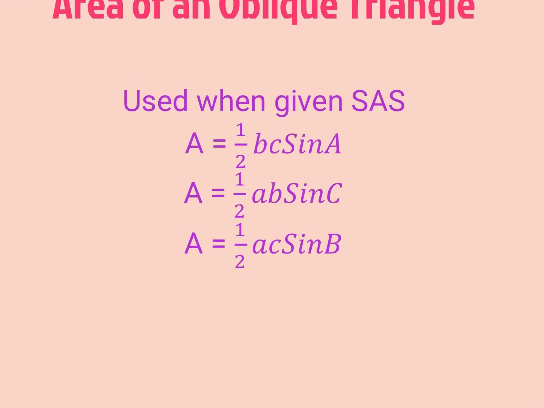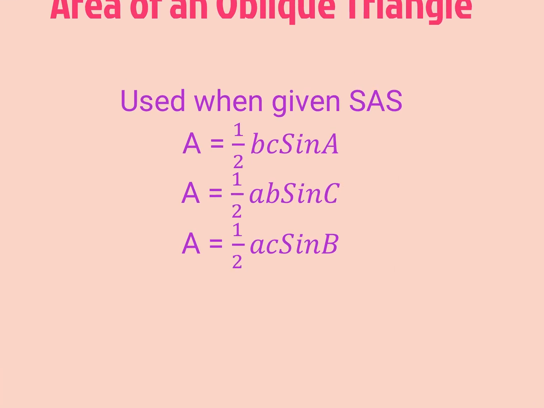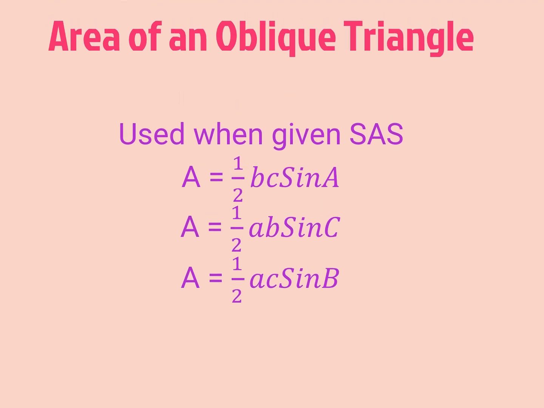All right, here's the area formula. We're going to talk about two different area formulas. Tomorrow we're going to talk about something called Heron's formula. It's when you have all three sides. But here, this is area of an oblique triangle. You guys are familiar with right triangles, 1/2 base times height, right? We can't use that because we don't have a triangle that has right angles. These are oblique.